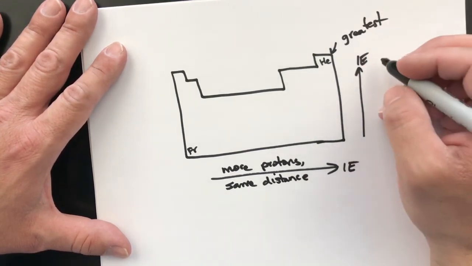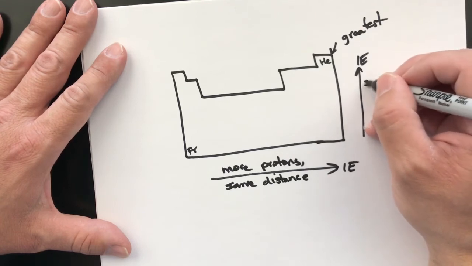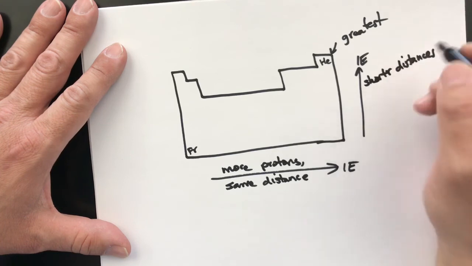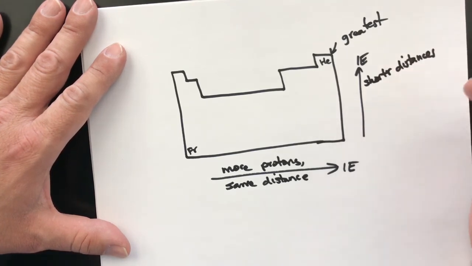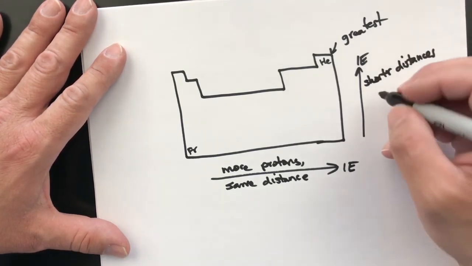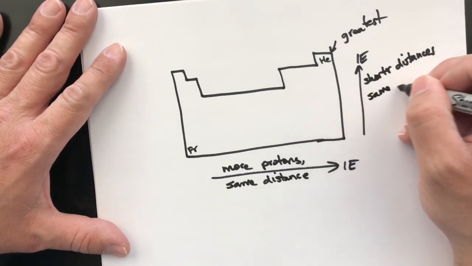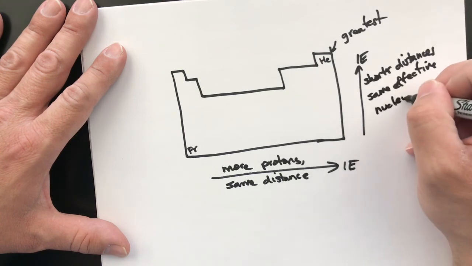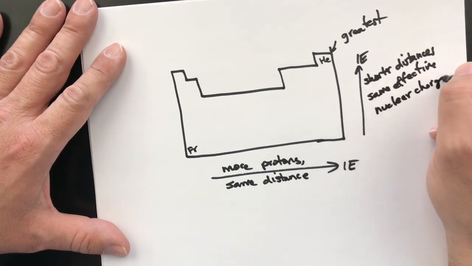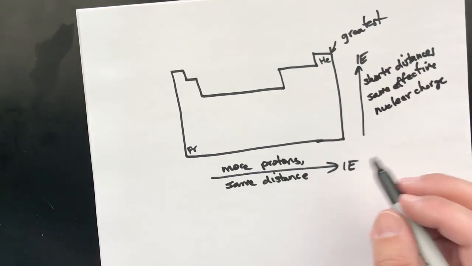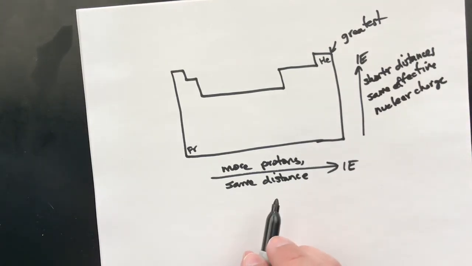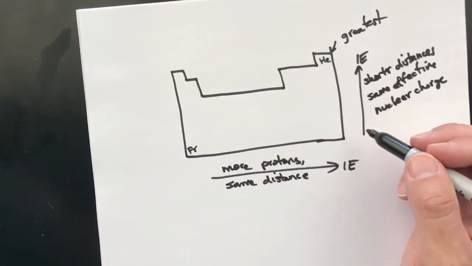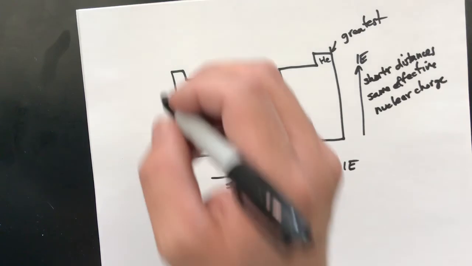Going up, we have shorter distances between the nucleus and the outermost electron that's being removed. And we have the same effective nuclear charge within each column. As you work these out, within each column is always going to have the same effective nuclear charge. The only difference is helium, but that's a weird one. We'll deal with that later. But each column will have the same effective nuclear charge.